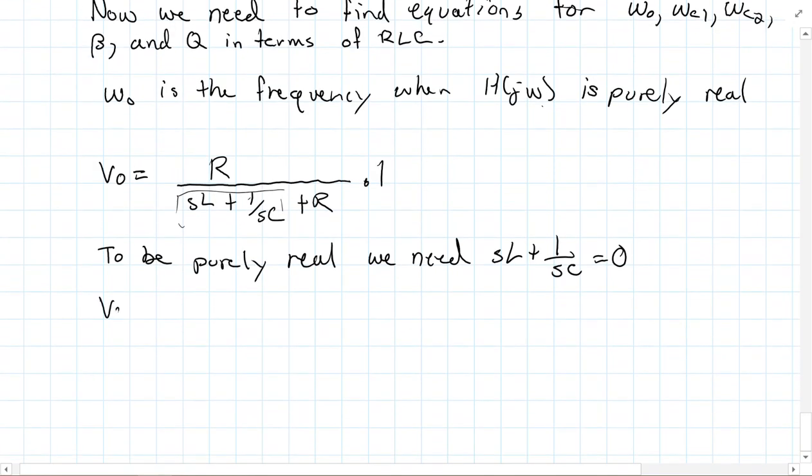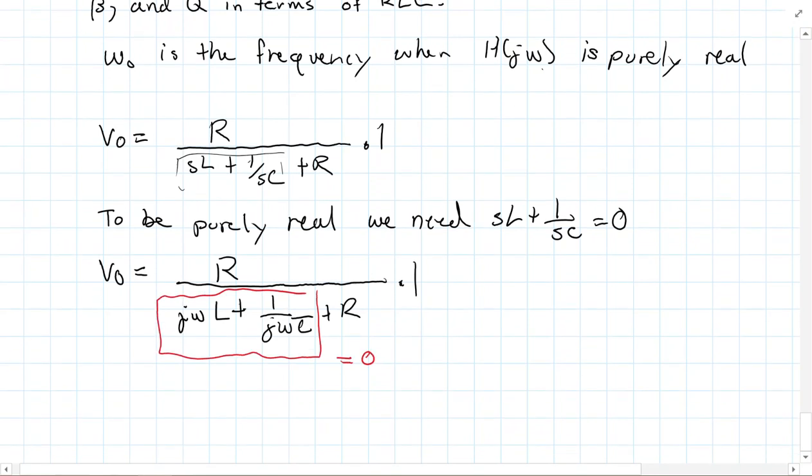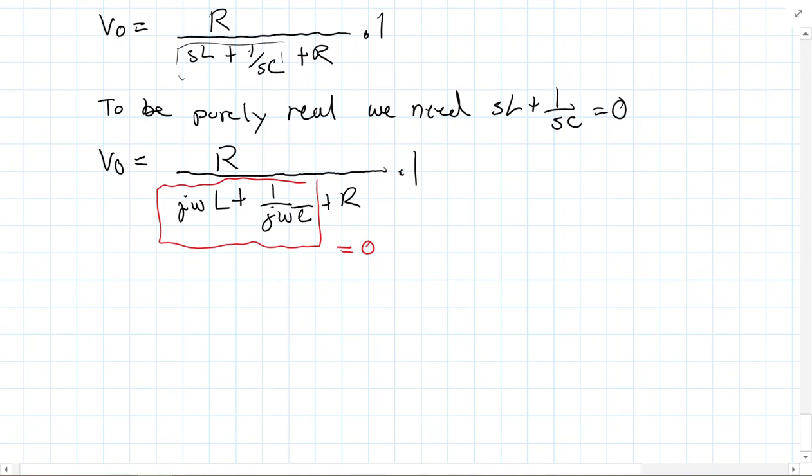So in other words, let me write this out again, substituting in. We were thinking about steady state: j omega L plus 1 over j omega C plus R, times 1. Now to be purely real, this term needs to be equal to 0, because then we just have R over R, which is purely real, so there's no imaginary component to it. Alright, well, what do we do here? We have j omega L plus 1 over j omega C equal to 0.